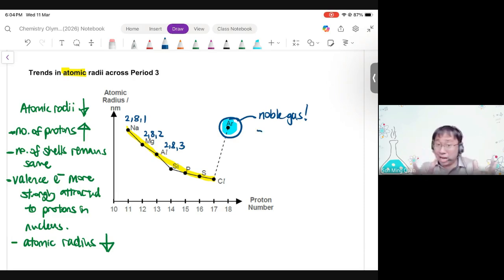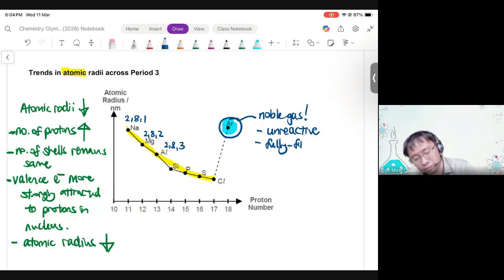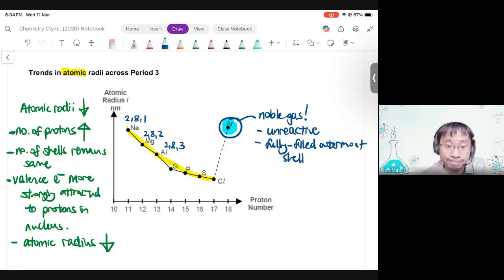What can you say about noble gas? Noble gases are unreactive. I'm sure you know that. Why are they unreactive? They have a fully filled outermost shell. This one I'm sure you know. Okay, so this is what you memorized, you learnt. But let's put this into practice.